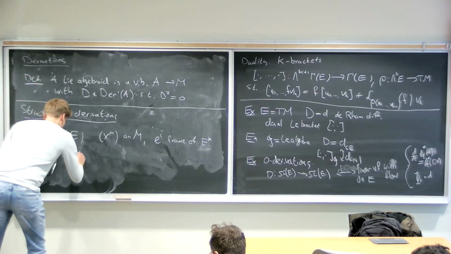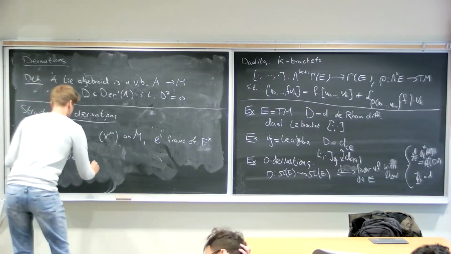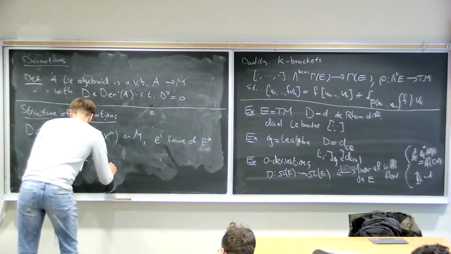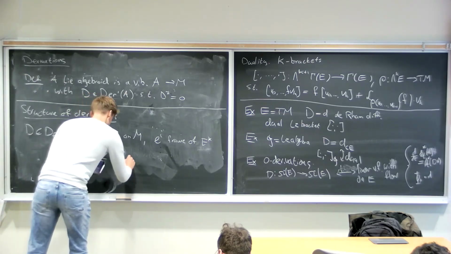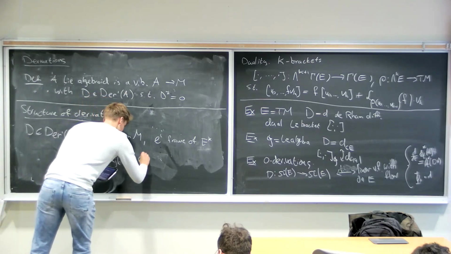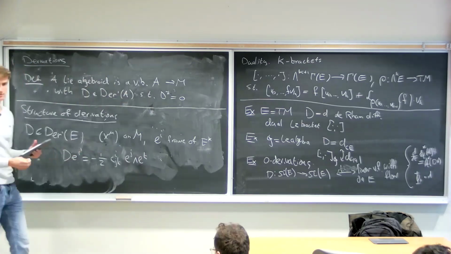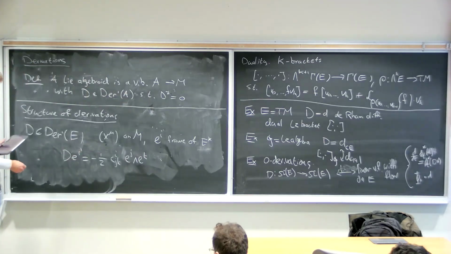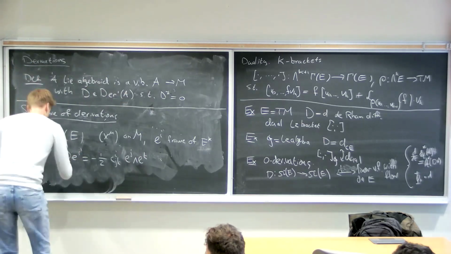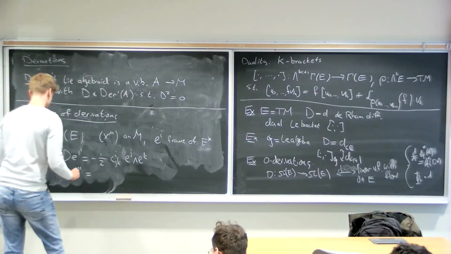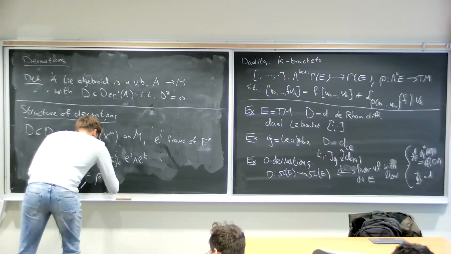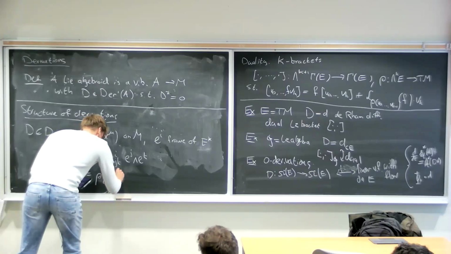So we get d of e^i, and this is some set of functions, C^i_jk, e^j wedge e^k. I'm using Einstein's summation convention. This is the action on the forms, and the action on the functions is determined by d x^mu equals rho^mu_i e^i.